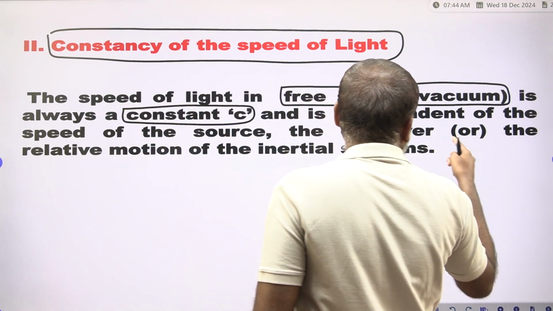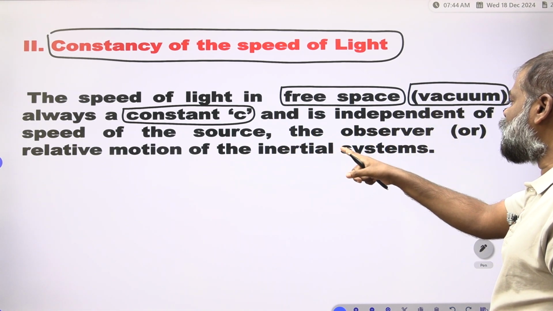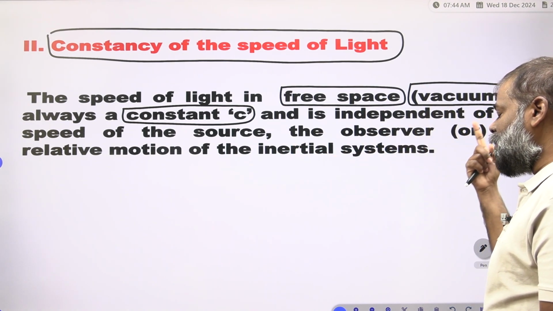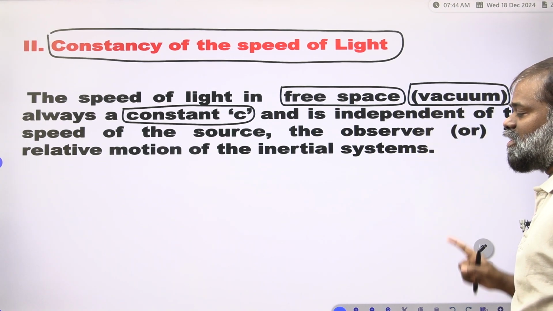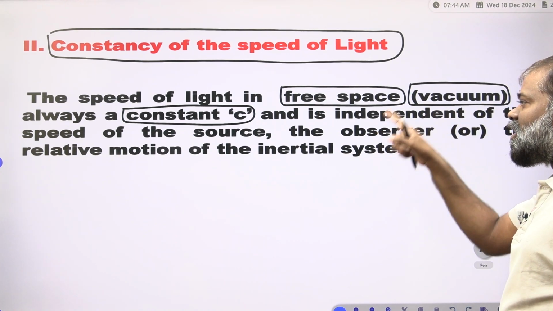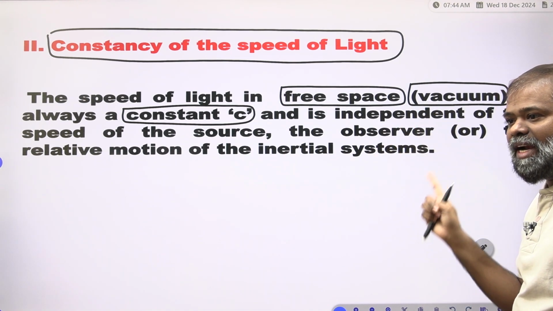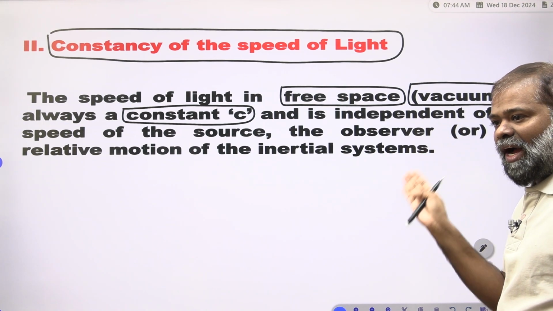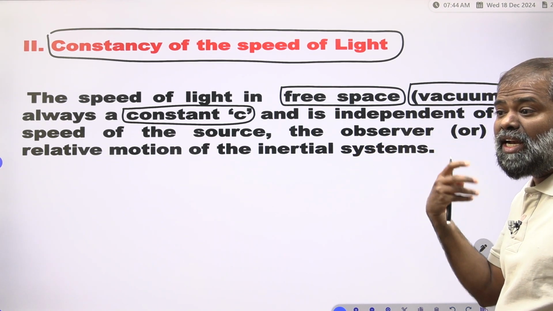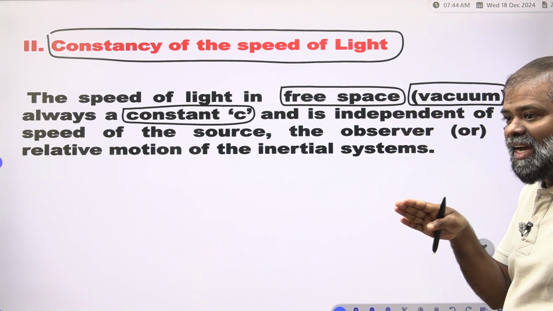c, and is independent of the speed of the source. Therefore, whether it be the observer or the relative motion of the inertial system, if you take that as the reference, the speed of light in free space or vacuum is always constant, independent of the speed of the source, the observer, or the relative motion of their inertial systems.